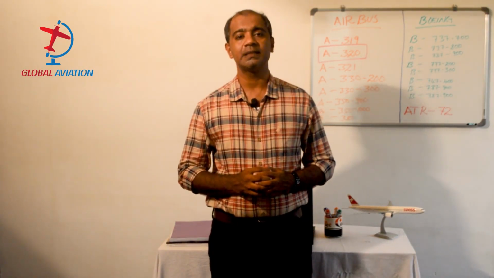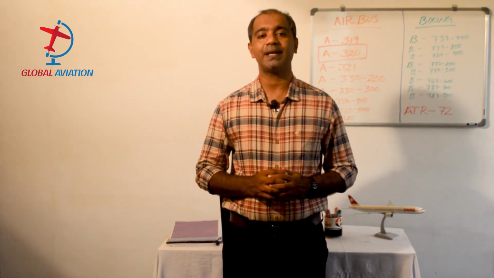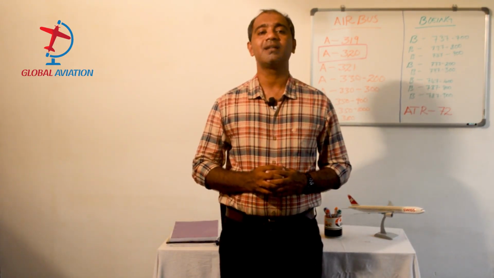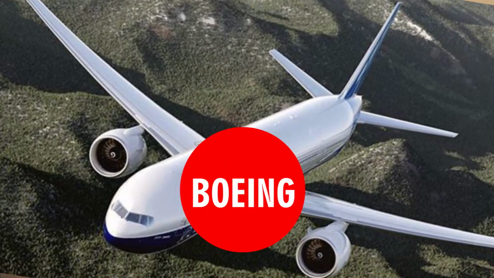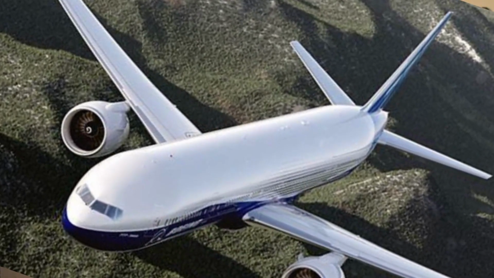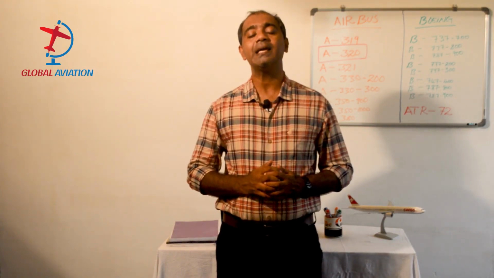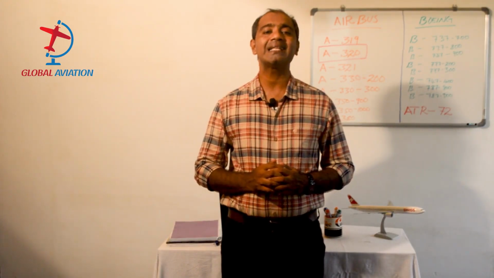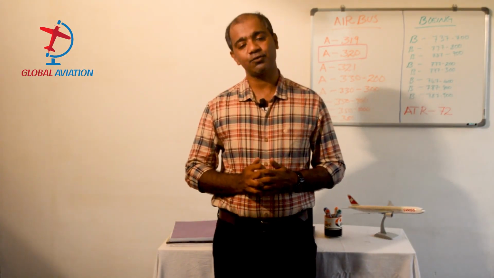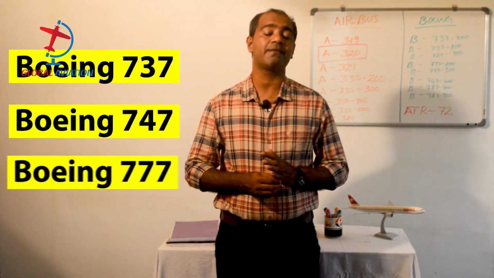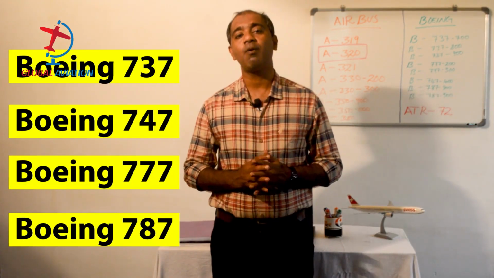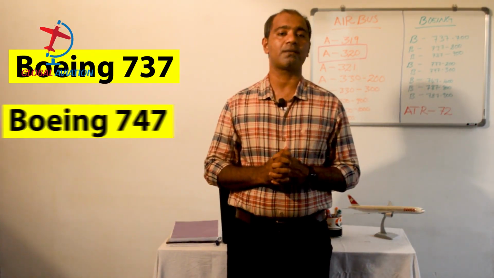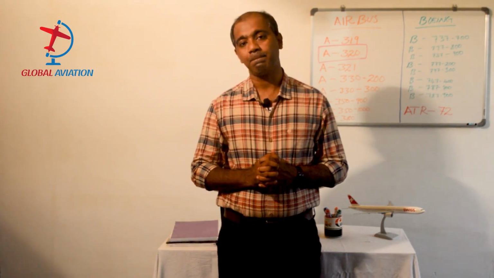In this world, there are two major manufacturers of commercial aircraft. The first one is Boeing. Boeing is an American manufacturer. All the Boeing aircraft are prefixed by B. What are the examples? Boeing 737, Boeing 747, Boeing 777, Boeing 787. These are the examples of aircraft from Boeing.